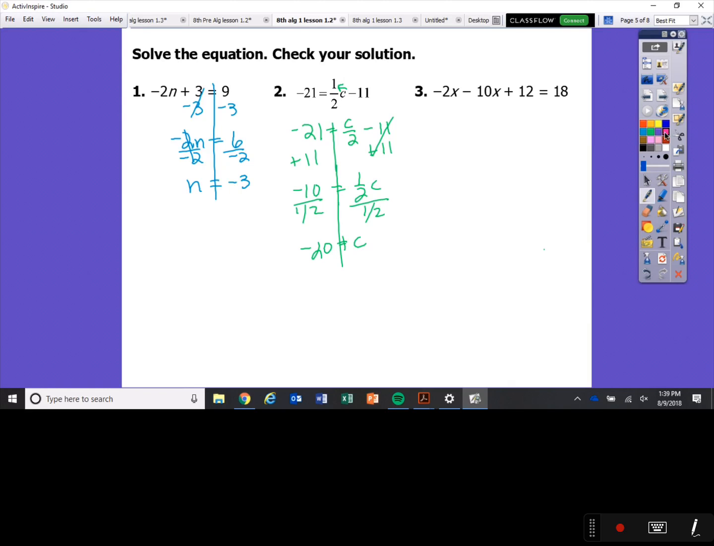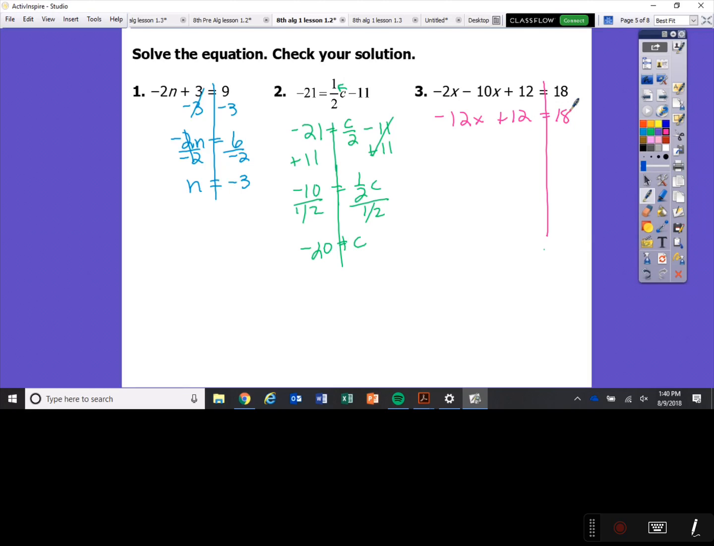And then number 3. What's wrong with this one? There's 2 x's. Are they on the same side? Yes. So first we combine them. What's negative 2 minus 10? Negative 12. Because even though we're subtracting, we're starting at negative 2 and we're going to the left 10 places. So it lands us at negative 12. So negative 12x plus 12 equals 18.